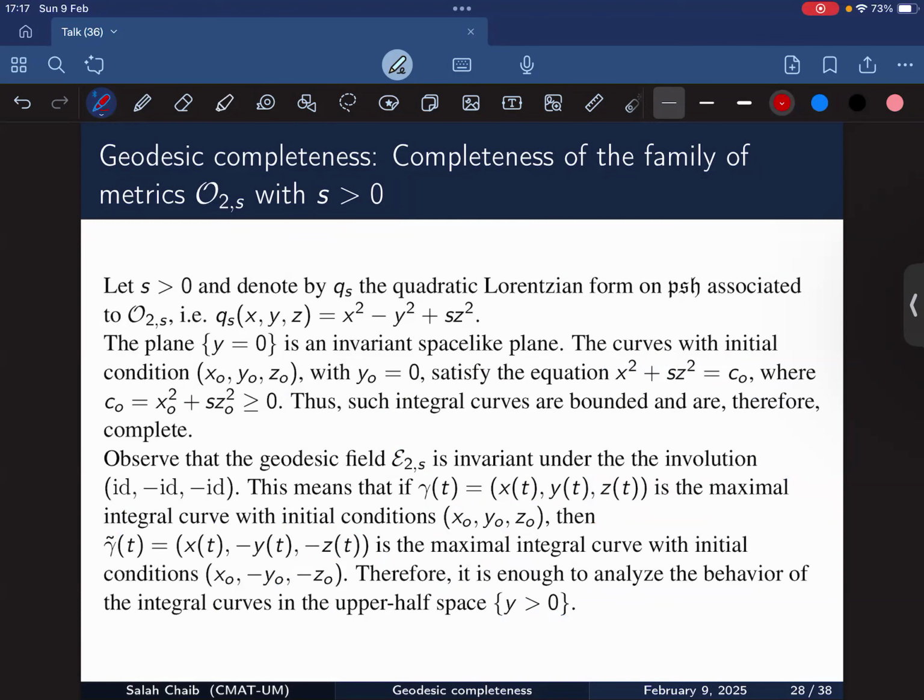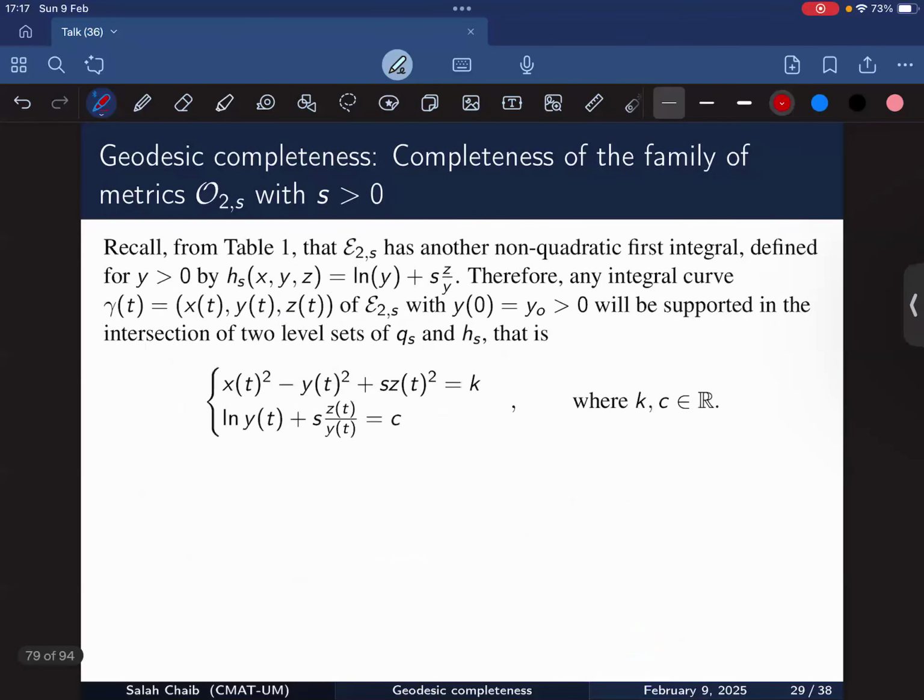So first, we observe that we can restrict ourselves to y positive, since for y negative, we can make a corresponding geodesic using this involution. So we can restrict ourselves to y positive and prove whether it's complete or not. So we use the other first integral. We take some level set of this first integral, let's say at level k, and the energy, and with this first integral.